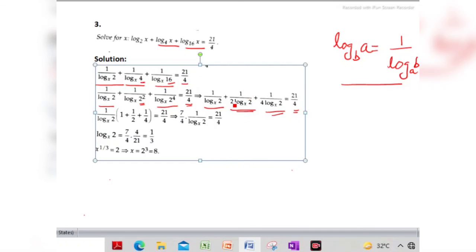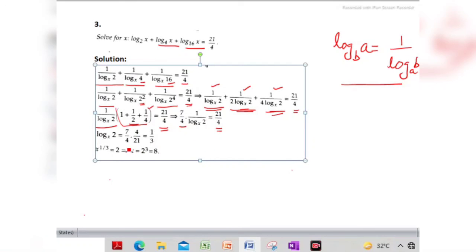Now students, you see that we have made the base of all of these the same, so in the next step I can take 1 upon log of 2 to the base x as common, and the left out numbers are 1 from here, 1 by 2 from this one, and 1 by 4 from here, and the RHS as it is. Now after taking the LCM and solving this, we get 7 by 4. 1 upon log of 2 to the base x is equal to 21 by 4.